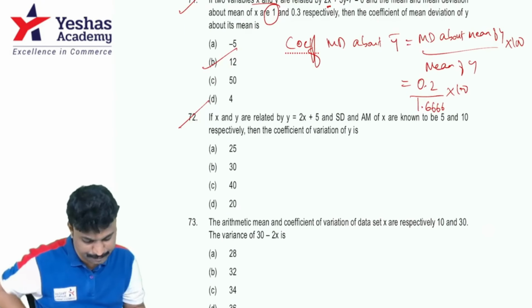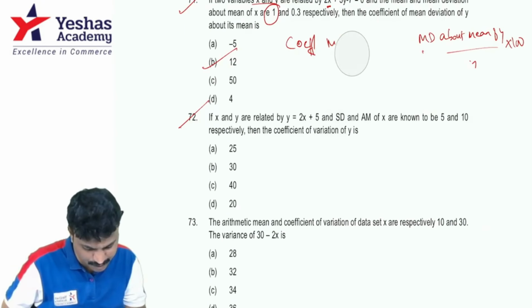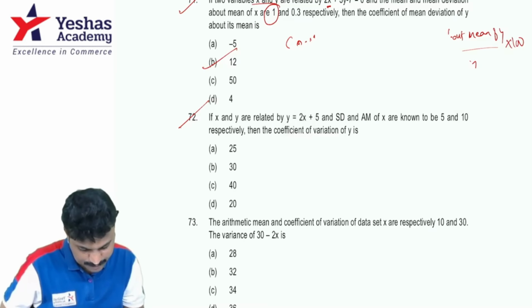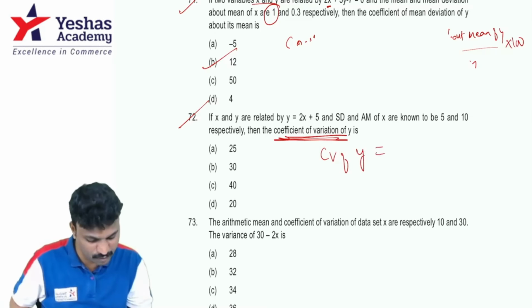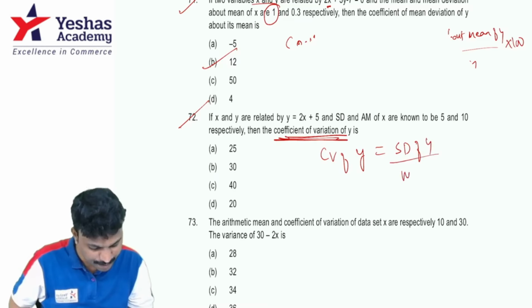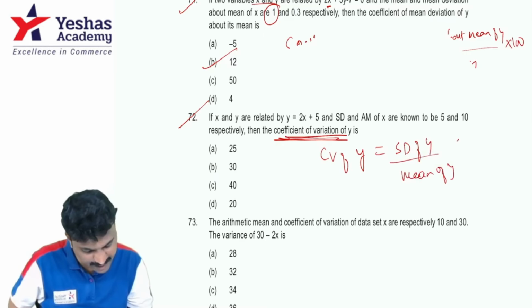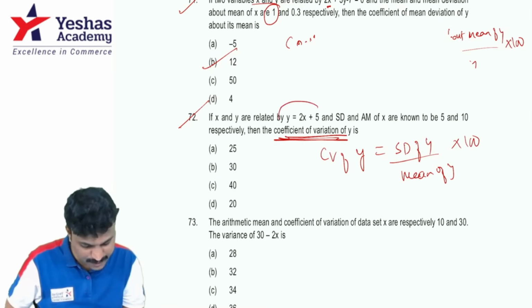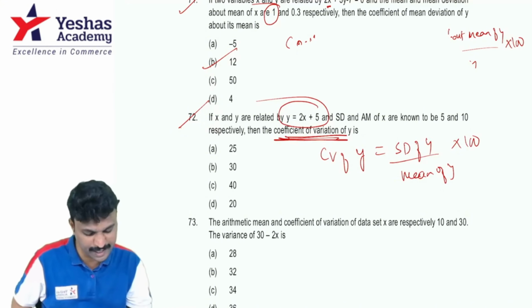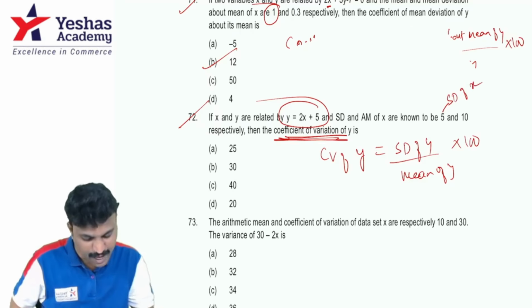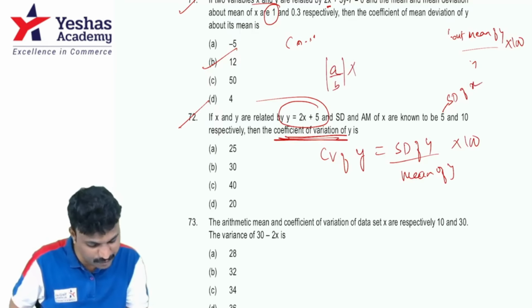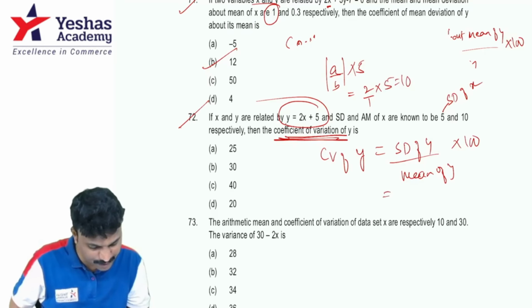72nd question, guys. They're asking us to find coefficient of variation of y, that is CV of y. Correct? What is CV of y? It is SD of y divided by mean of y, into 100. Now the equation is given. So if you want to find SD of y given SD of x, what is SD of x given? This is SD of x. I have to take just mod a by b into SD of x, which is 5. A value is 2 and b value, coefficient of y, is 1, into 5, which is nothing but 10. So SD of y is 10.